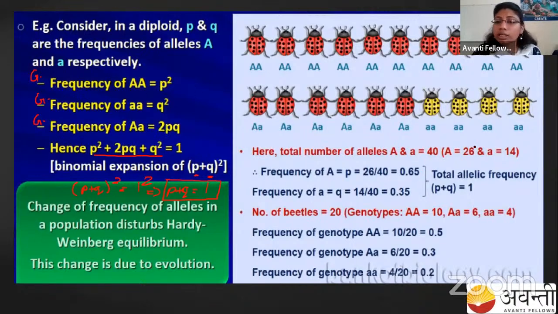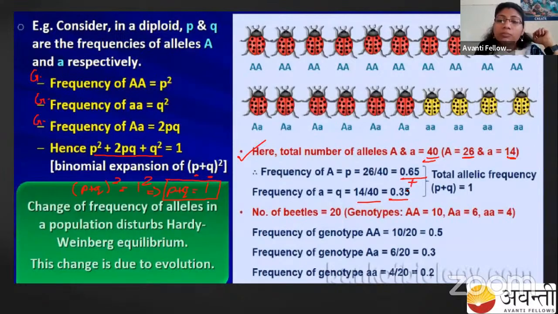Here you can see the example. We have the total number of alleles, capital A and small a, equal to 40. If you count these red ladybugs and yellow ladybugs, you can find there are 26 capital A and 14 small a. So the allelic frequency for p becomes 26 out of 40, because there are 20 pairs, so we have 40 genes. So 26 out of 40 is 0.65. Then for the recessive one, q, it is 14 upon 40, that is 0.35.